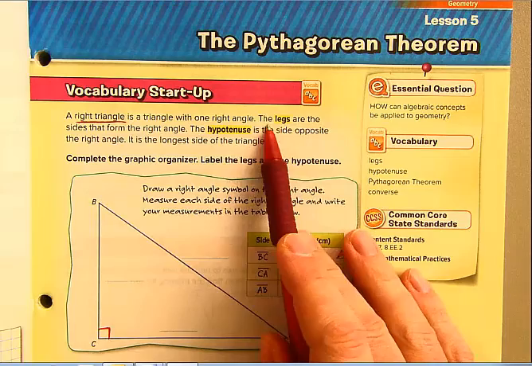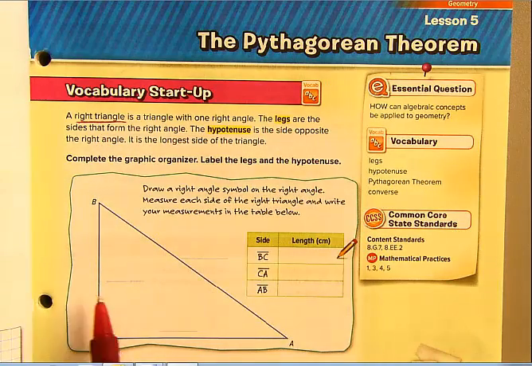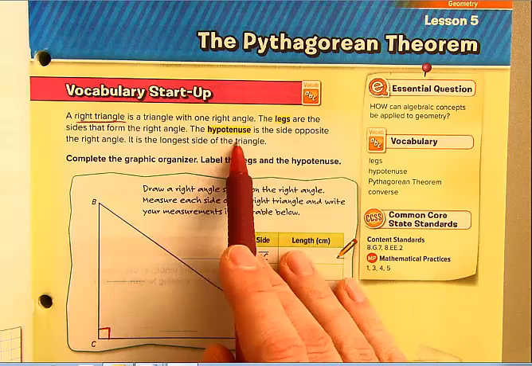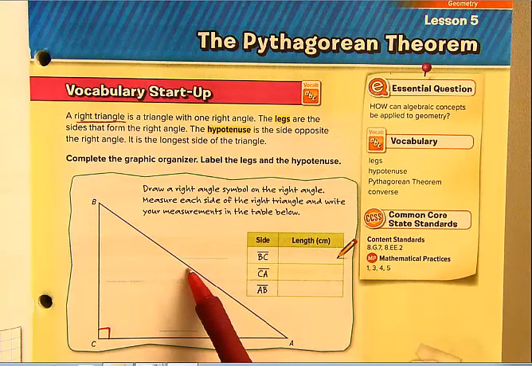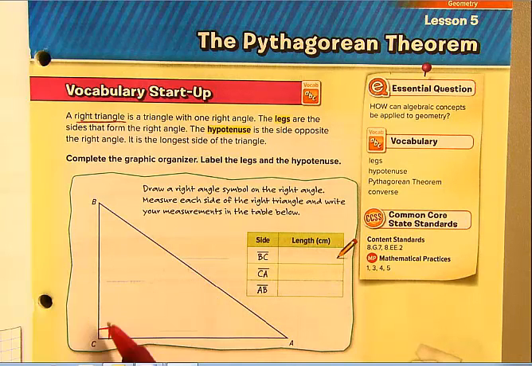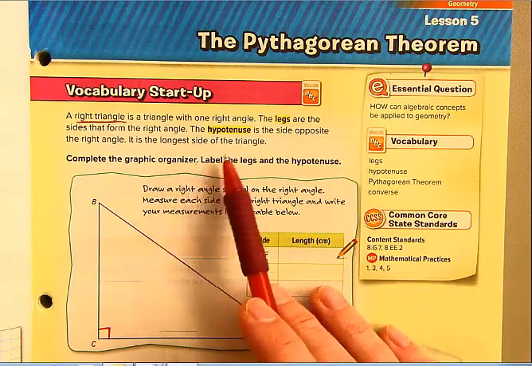Now if we look here, it says the legs are the sides that form the right angle. So we have three different sides here, side 1, side 2, side 3. The legs are the two that are connected to the box. So here we have leg 1, here we have leg 2, okay? It says the hypotenuse is the side opposite the right angle. So the hypotenuse, kind of a funny word, is the one across from the 90 degrees right here. It's almost like pointing an arrow to the hypotenuse. These two are legs. That's the hypotenuse.